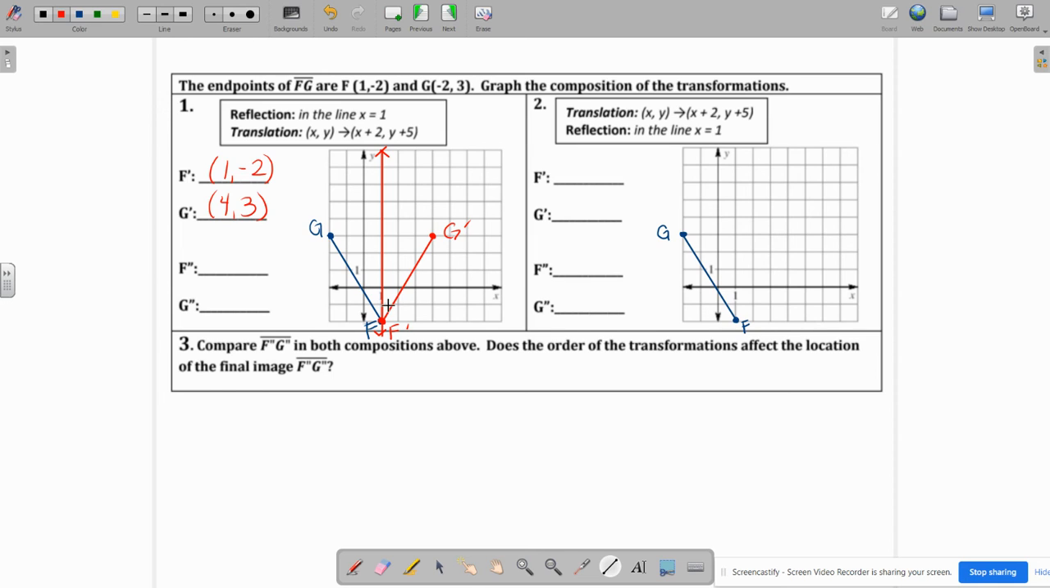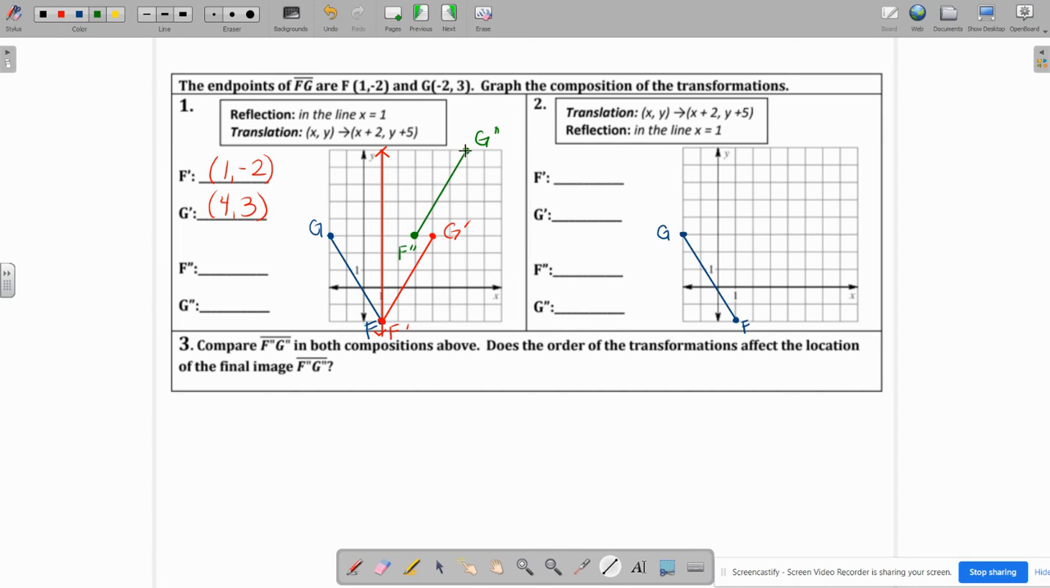Now we want to translate this segment, and this is going to be right 2 and up 5. So if we translate that, right 2, this F prime goes right 2, so here's F double prime. And G prime goes, whoops, I didn't do the up 5, so let me fix that. Getting a little ahead of myself. So we go right 2 and then up 1, 2, 3, 4, 5. There we have F double prime. And then same thing with G prime, right 2, and then up 1, 2, 3, 4, 5. So G double prime is up here.